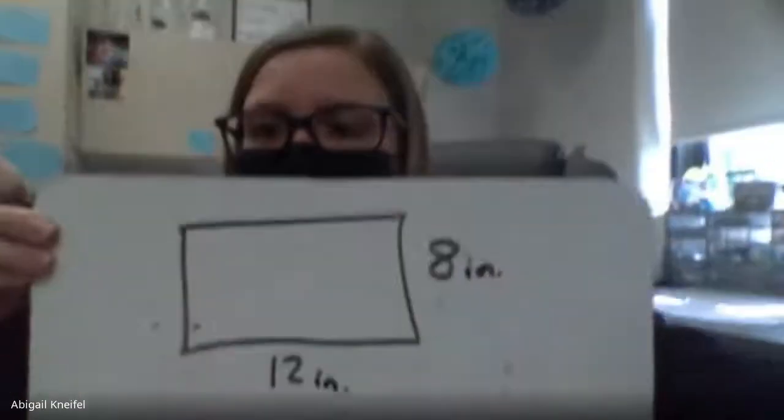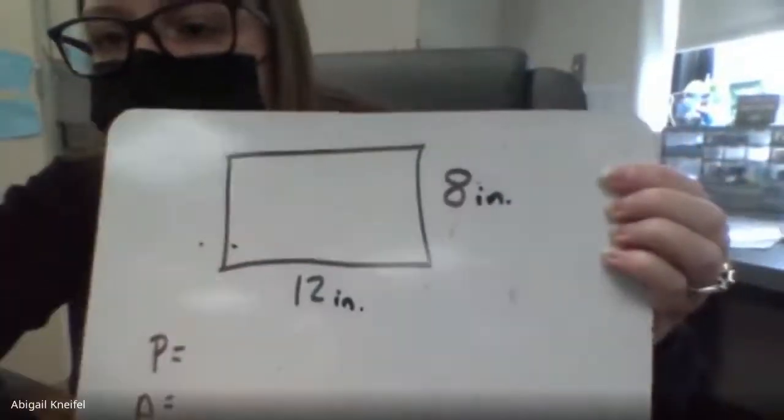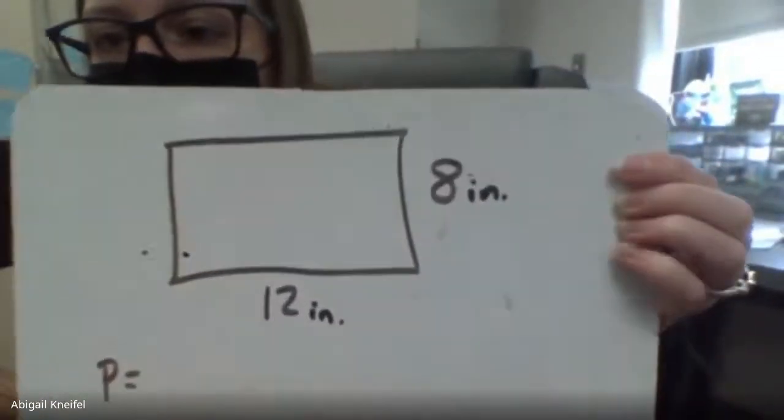Perimeter. Oh wait, hold on. Let me put a unit. Time out. You are finding both the perimeter and the area. Both.